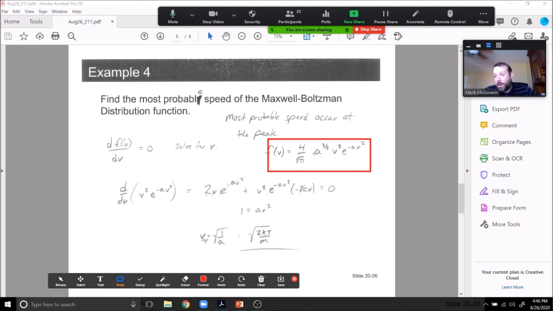Okay. You compare this with the function I have in my slides, and you can see what the a is. But anyway, you get this value here. This is interesting. Because what was the RMS speed? 3 kT over m. This is 2 kT over m. So it's a little less. The most probable speed is not the root mean square speed.